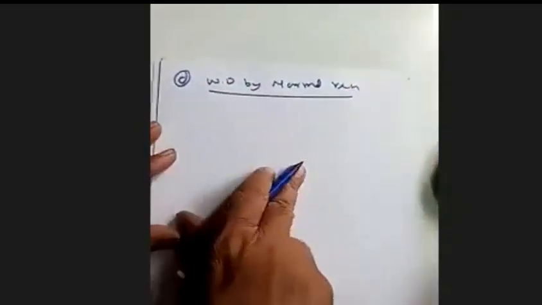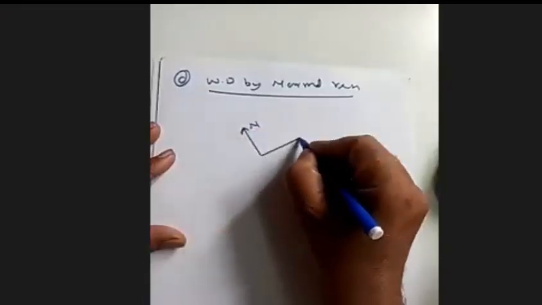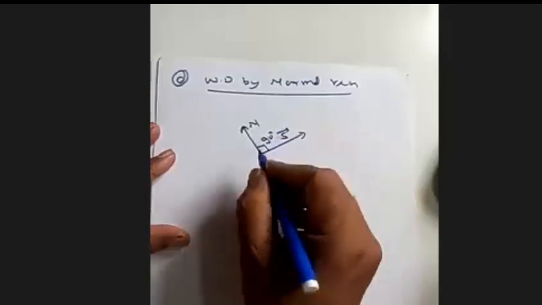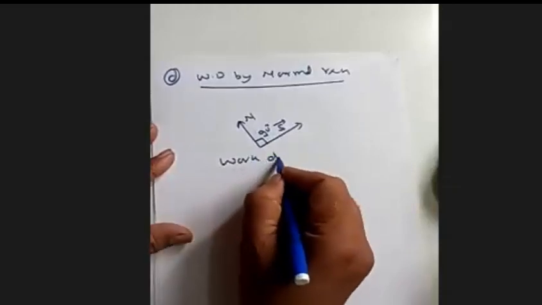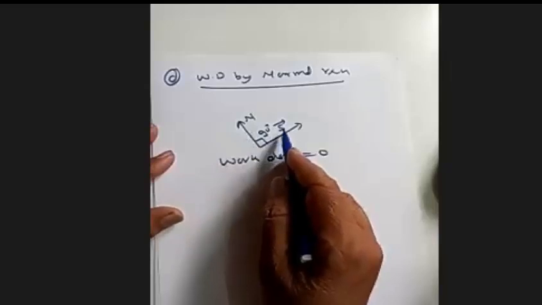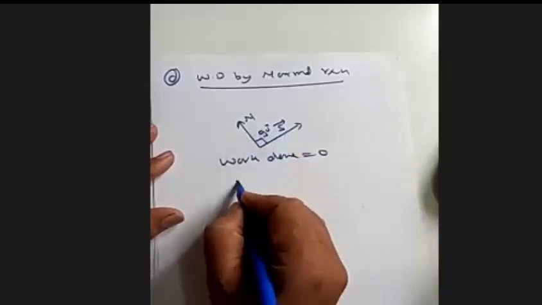And last was work done by normal reaction. Work done by normal reaction will be 0. Why should it be 0? Because normal reaction is perpendicular to the surface and displacement is along the surface. The angle is 90 degrees, so work done will come out to be 0. Whenever force is perpendicular to displacement, it will not do any work because the dot product is 0. So normal reaction's magnitude, displacement's magnitude and cos of 90 degrees will then be 0. Understood?